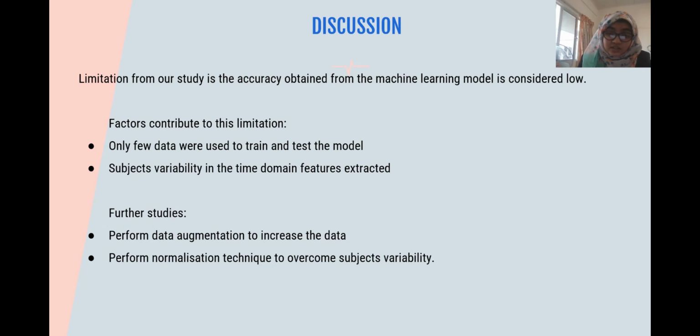The features extracted from the time domain result in random numbers. There is no specific range for every parameter that was used in the machine learning model. Therefore, it leads to subject variability. To overcome the limitations of our study in future, we can perform data augmentation to increase the data. A larger data set would lead to better prediction by the model. Normalization techniques can also be performed to cater to the subjects' variability.